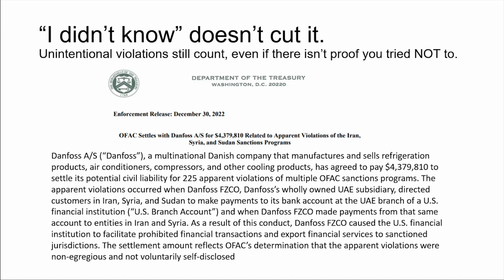Here we have a company that was pretty much innocent. And as a result of that, they only had to pay $4 million in sanctions rather than what would have happened if they thought that this was a willful infraction.